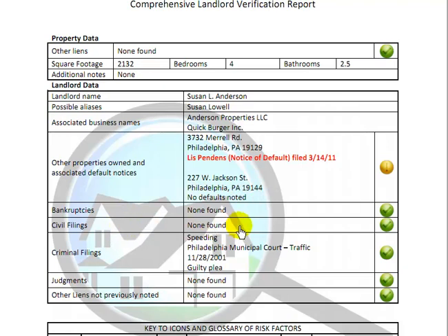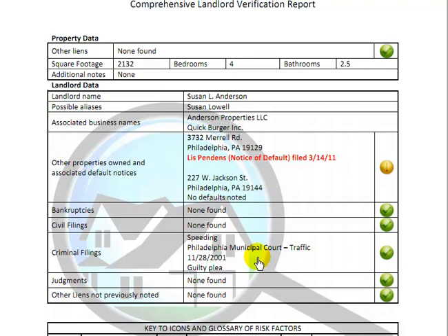The reason we look here, in this case there are no problems, but perhaps a former tenant has sued and won a judgment against this landlord for one reason or another. Well, it would be nice to know that, because if there's a pattern like that, it may tell us we don't want to become involved with this landlord. Criminal filings, here there's a speeding ticket. Not a problem as far as being a renter from this landlord.